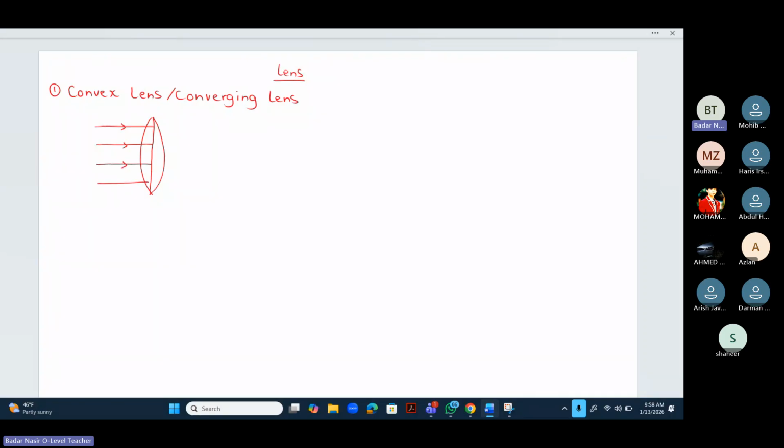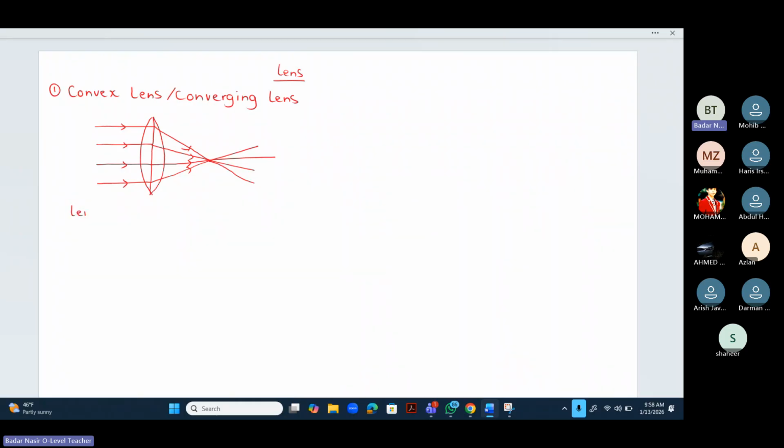Okay? So we have parallel rays of light, and what happens is that these parallel rays of light are converged at a single point. So this is what happens to these rays of light. Okay. So what is basically a convex or a converging lens? A lens which is thin at the edges and thick at the center.